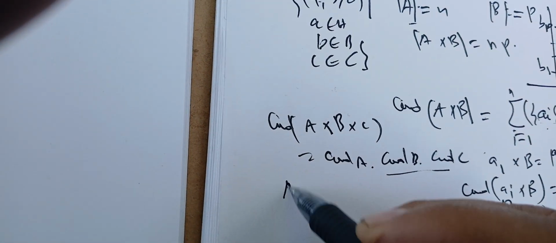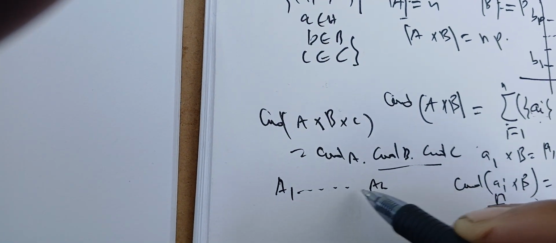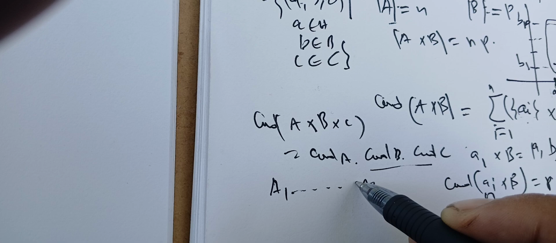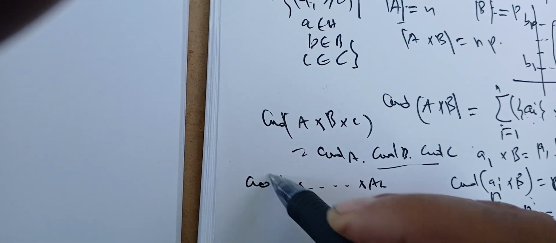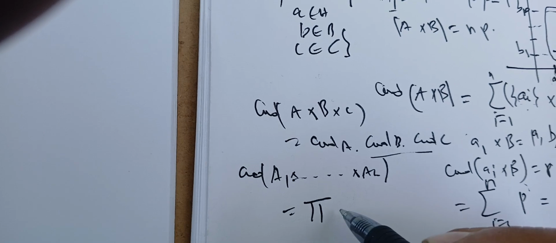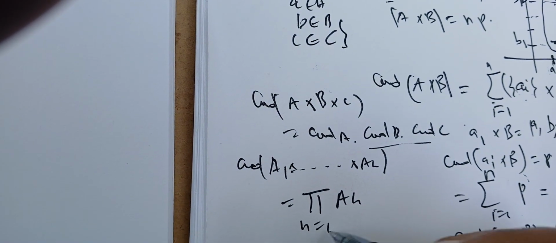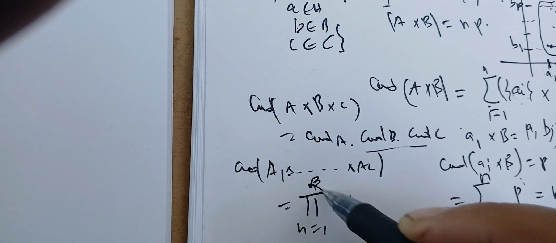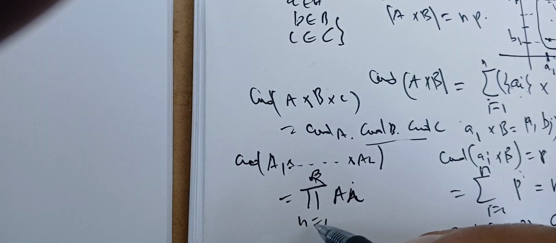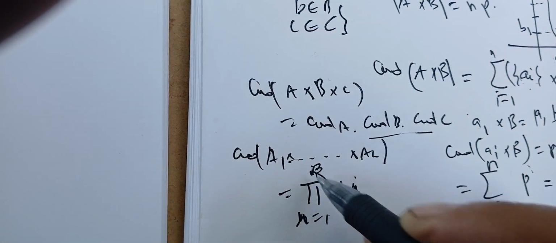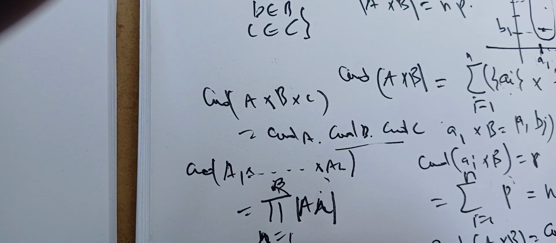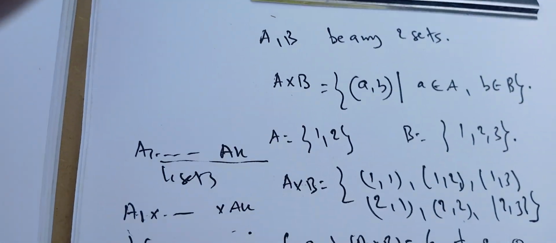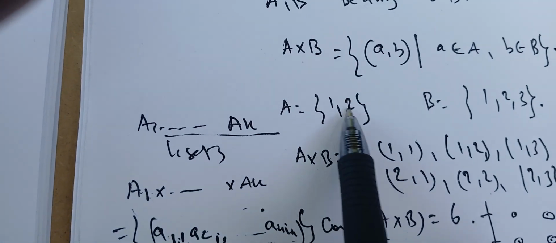And if we have k sets, A1 cross A2 cross up to Ak, the cardinality here is just the product of the cardinalities of Ai, where i goes from 1 to k. Let's use this symbol here for the product. In this way, we extend the Cartesian product to more than two sets.